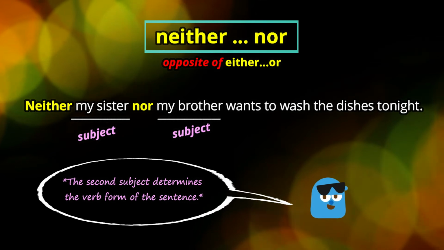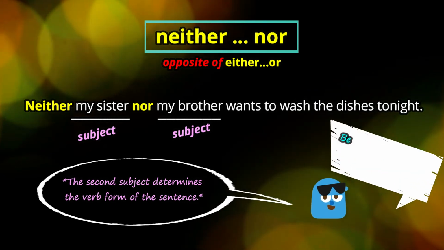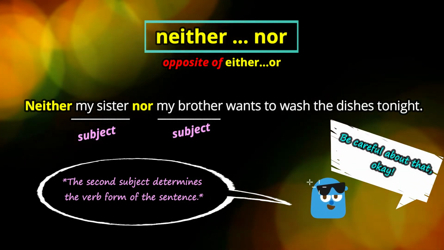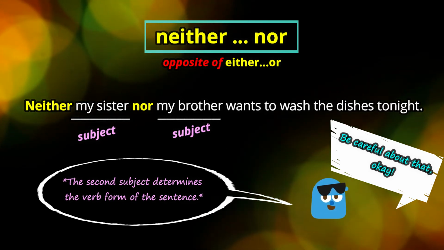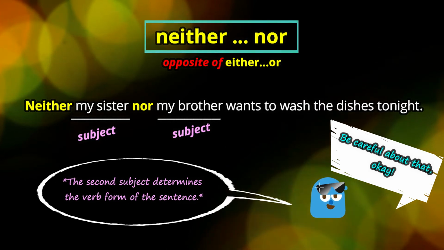Because some people might think that you have my brother and my sister, they, so the verb should be want. But that's not how it works with correlative conjunctions. All right? Got it? The next one we're going to look at is whether and or.